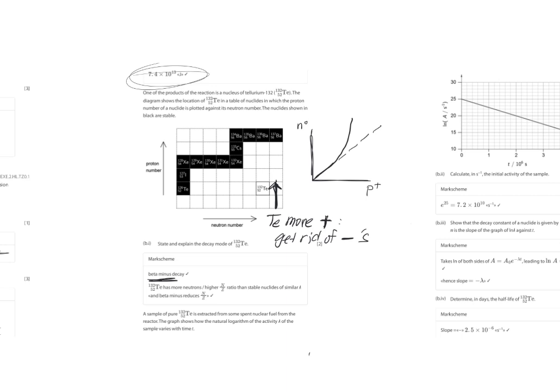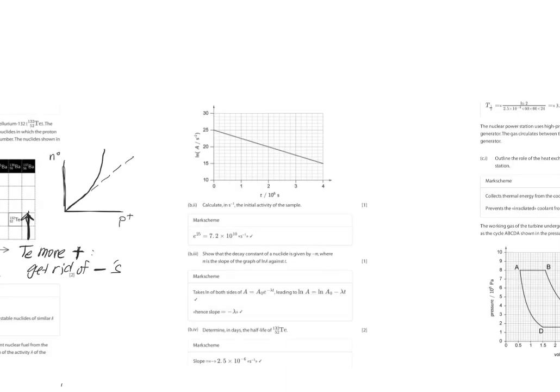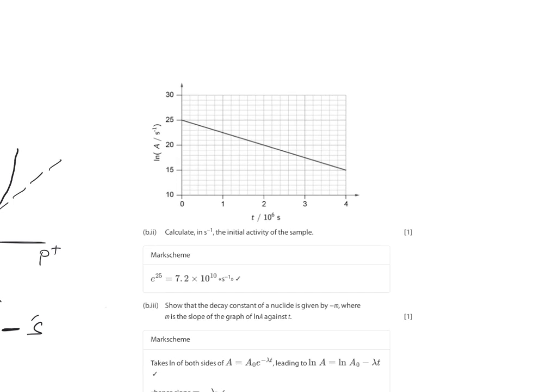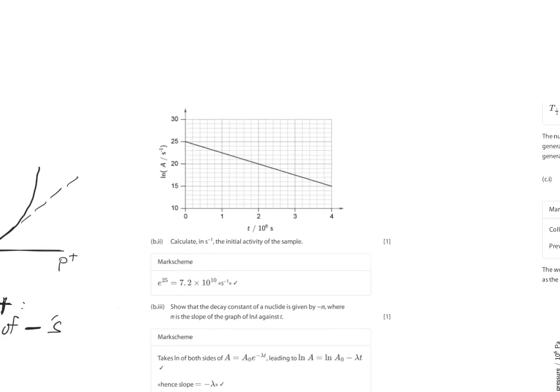A sample of pure tellurium-132 is extracted from some spent nuclear fuel from a reactor. A graph shows that the natural log of the activity of the sample varies with time. And so we have the natural log of the activity in seconds to the negative 1 versus time in millions of seconds.